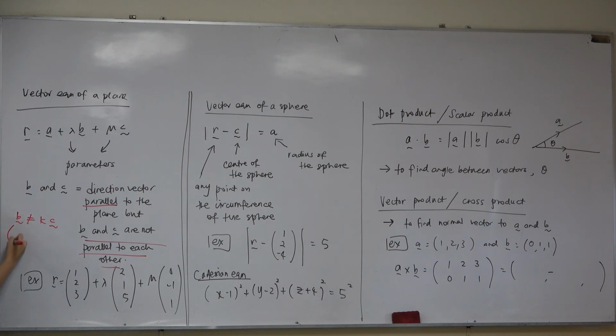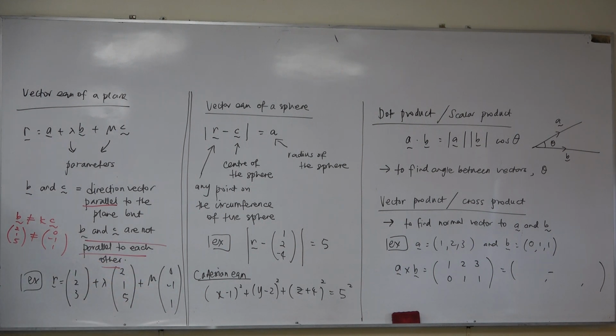So if I were to give you, let's just say, 2, 1, 5 to be your b, and your c is 0, negative 1, 1, you do know that there is no way I can form such an equation, b equals k c, and that is when you say they are not parallel to each other. So example given, r equals 1, 2, 3, that is your a, plus lambda, b is 2, 1, 5, plus mu, 0, negative 1, 1. This form we hardly use.